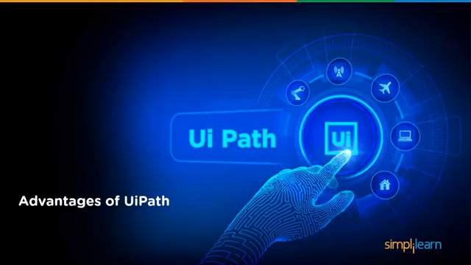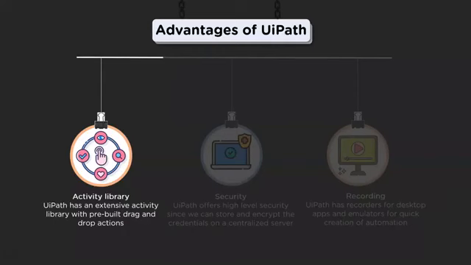Now since there are so many other tools like Blue Prism, Automation Anywhere in the market, what makes UiPath stand out? So let's look at the advantages of UiPath. First, UiPath has an activity library. This library has several built-in activities and features like display message, input box, and so on. This improves the customer experience. We will deal with these activities in the demo later.